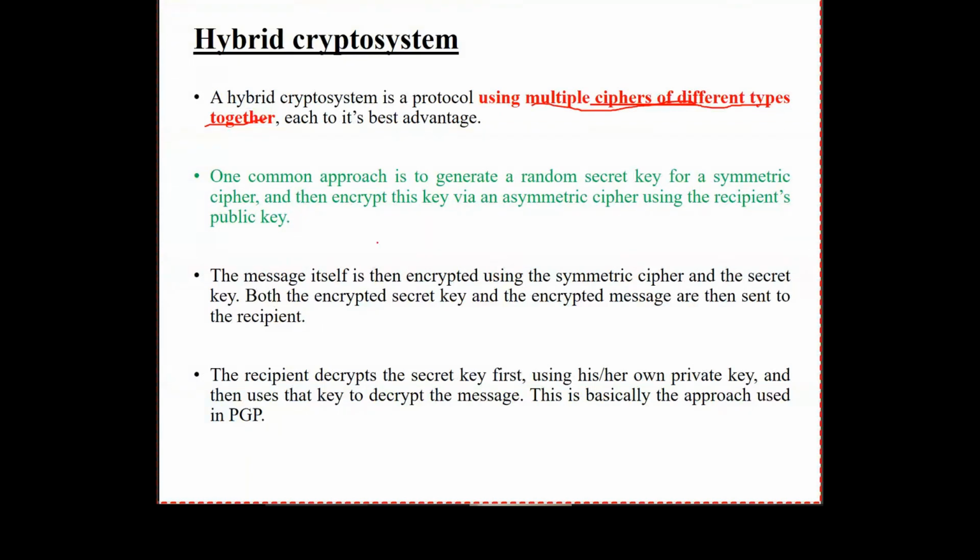Then you have the secret key, you have the message, and you have the public key. You take the message and encrypt it using the symmetric key. After that, you take this key and encrypt it using the public key. You send them together to the recipient, the other party.